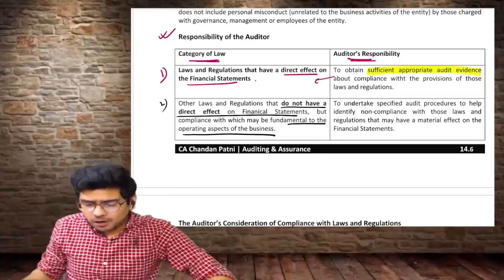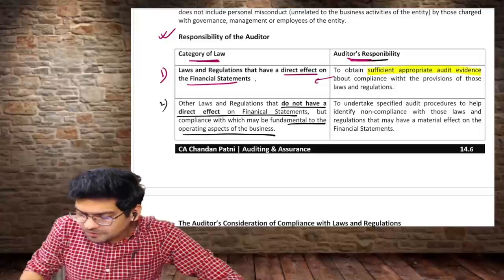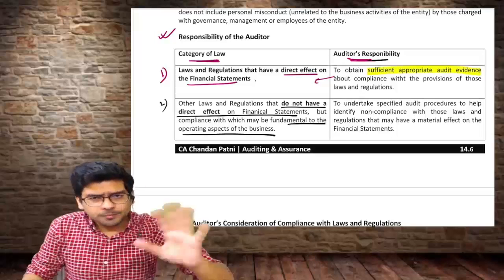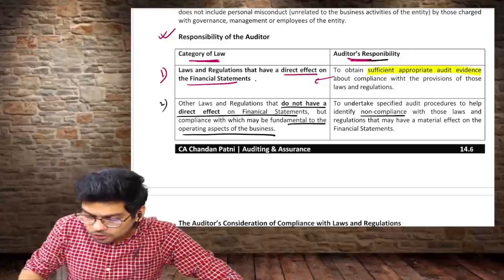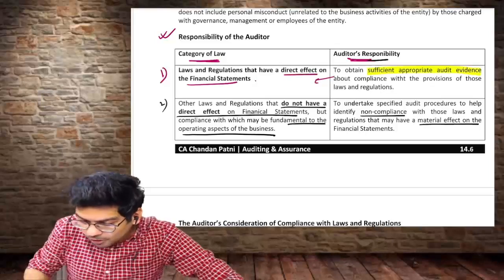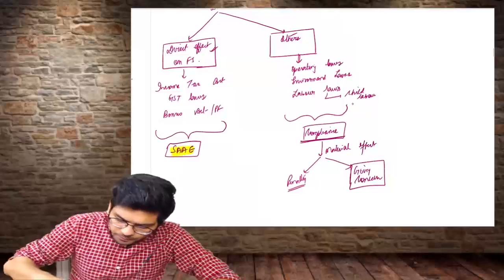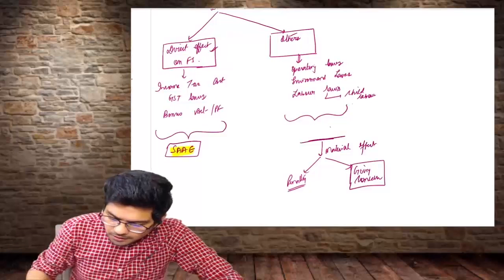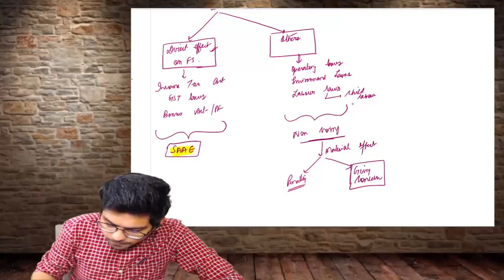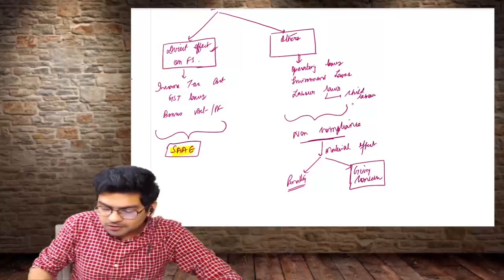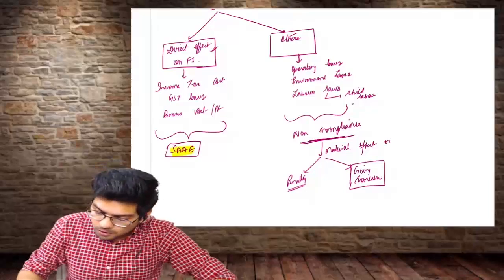When we talk about other laws, what is the responsibility of the auditor? He needs to undertake specified audit procedures. He needs to apply some procedures to help identify non-compliance, okay, with those laws and regulations that may have material effect on the financial statements. Okay, if you want to copy this, it is better to write this here, that the auditor will be concerned with only the non-compliance of which can have material effect on financial statements.